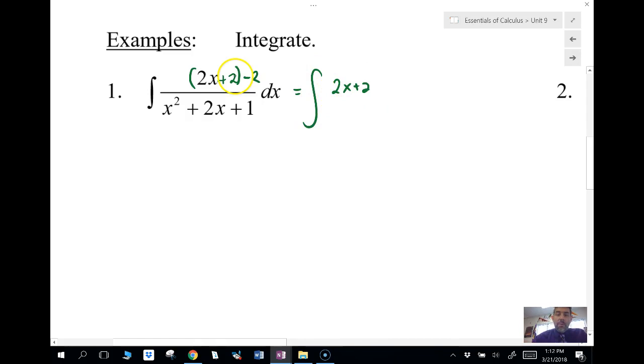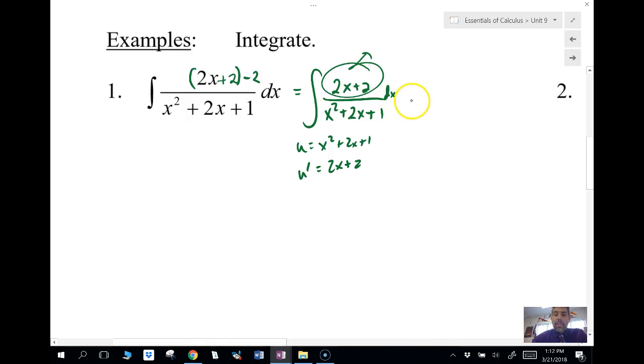So I'm going to group this and change it to 2x plus 2, that's the first group, over x squared plus 2x plus 1. And I know that now for the denominator, u prime is 2x plus 2, which is what we have on top, which is going to make this a hook. Minus 2 over x squared plus 2x plus 1 dx. All right. And then for this side over here, I'm going to change this to x plus 1 squared. So I'm going to factor it.